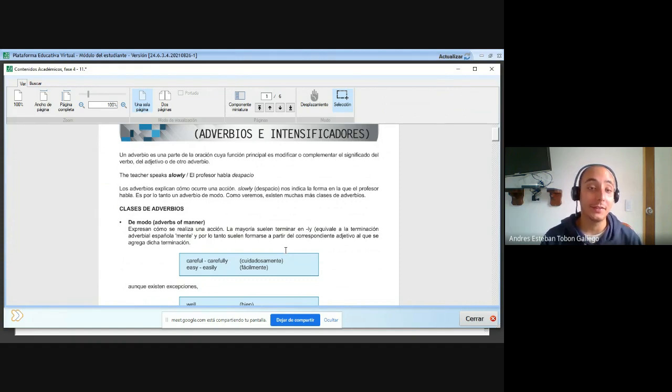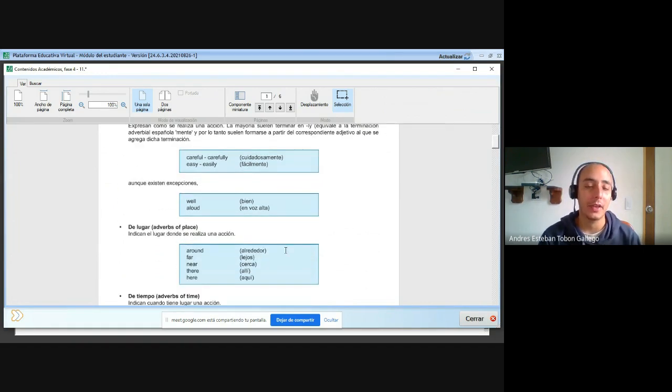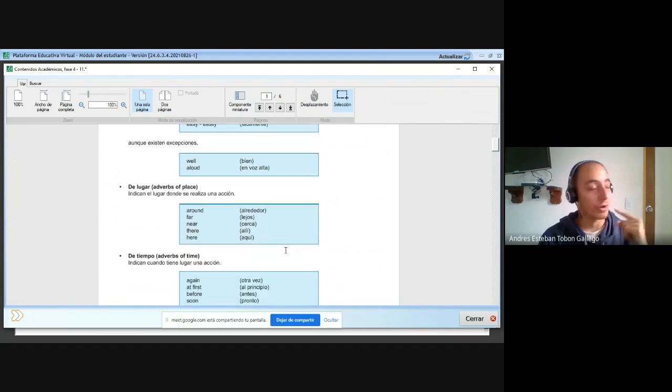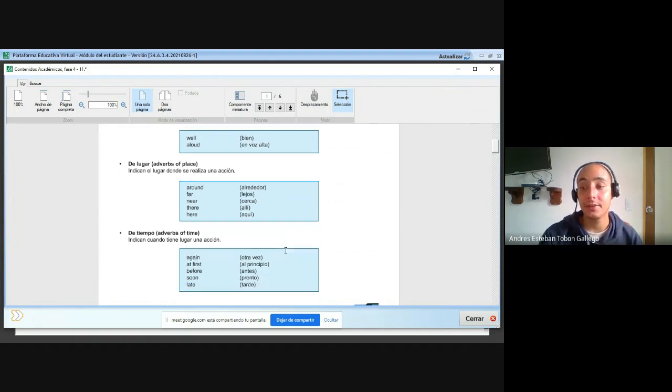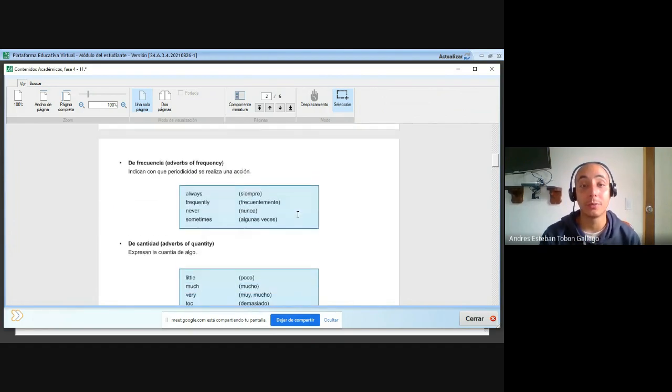Okay, we have different classes of adverbs. The first one is adverbs of manner. Okay, for example, in here we have easily, difficulty, carefully, right, to talk about how things are to be done. We have some other examples when talking about adverbs of place. Around the place, far from this place, near this place, there in that place, here in this place. Okay, in the same way, we have some adverbs of time. Again, at first, before, soon, late. Those are references of time when a situation could be completed.